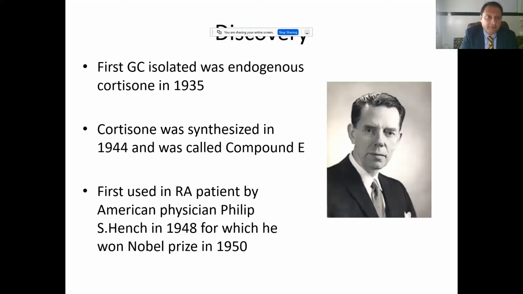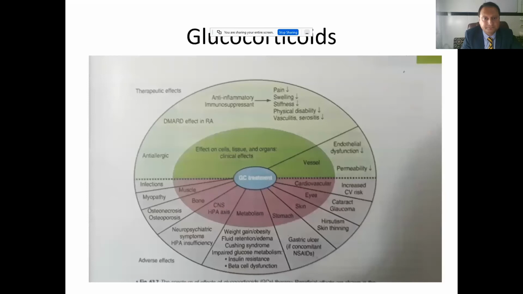The first glucocorticoid isolated, the endogenous one, was cortisone, back in 1935. Cortisone was synthesized in 1944, and it was called compound E. It was first used by an American physician, Philip Hench, in 1948, for which he was given a Nobel Prize in 1950.